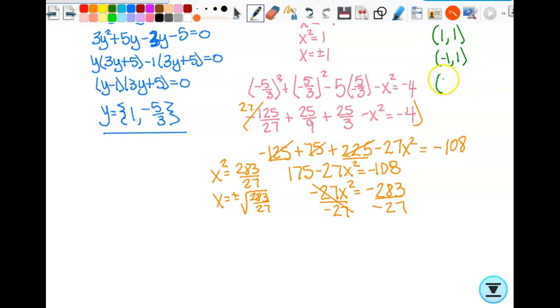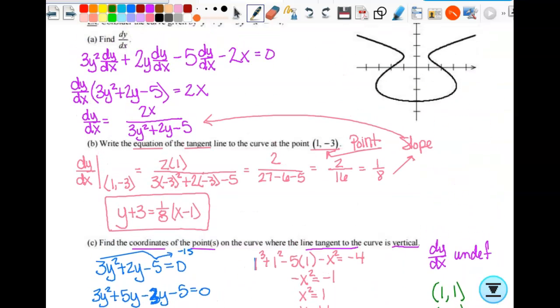So this gives me my other 2 points, when x is the square root of 283 over 27, and you want to make sure that you can tell the whole thing's underneath there, then y is negative 5/3. And when x is the negative square root of 283 over 27, y is negative 5/3. What questions do you have? Let's check this with our graph. It looks dumb. It looks ridiculous. Especially since the first two were so pretty, right? But look up here. We have 4 points. Let's see if we think 4 points make sense.